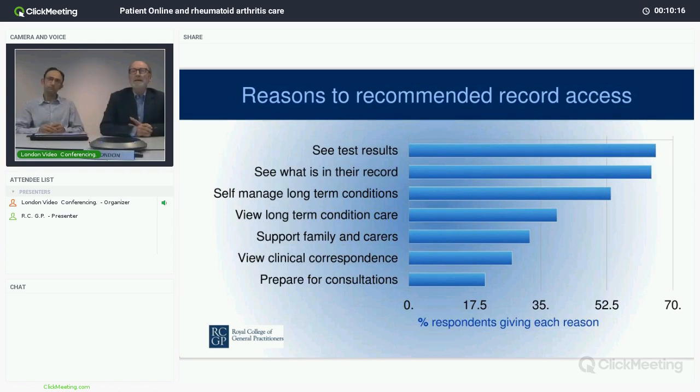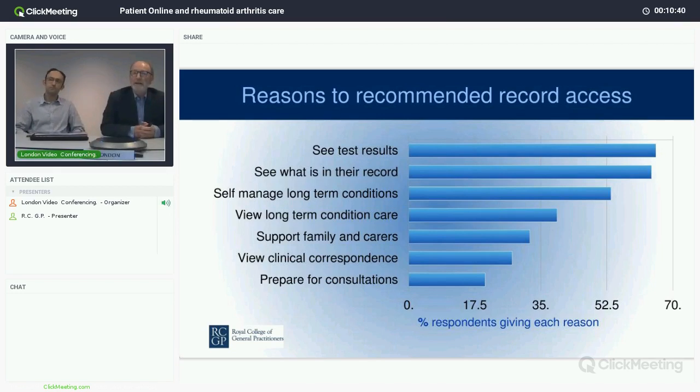Right at the top, access to see what the test results are and see what is in their record. Patients are perceived to be interested in what is in there. And in my own personal experience, many patients will look at the record when they first get access, and they may not look at it again unless they have a particular reason to do so.